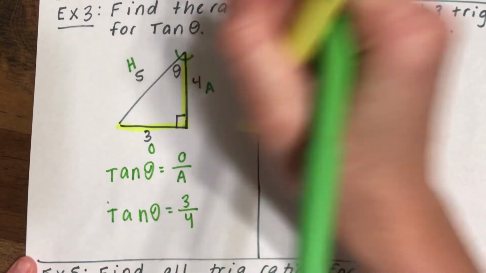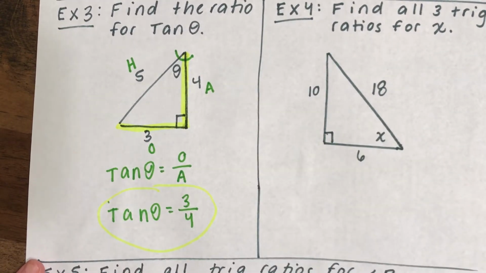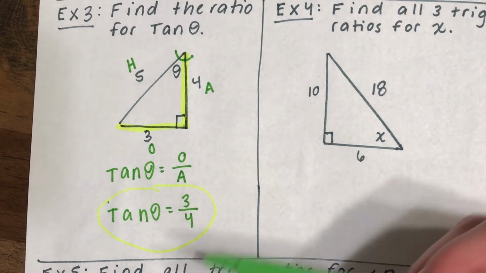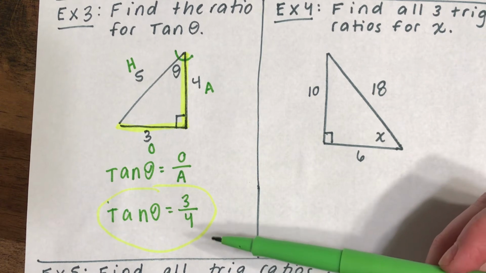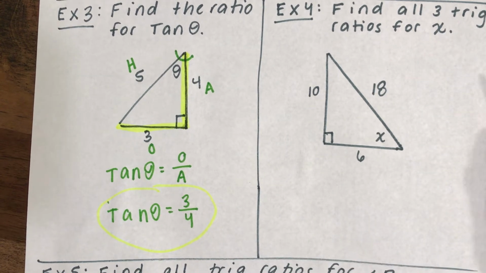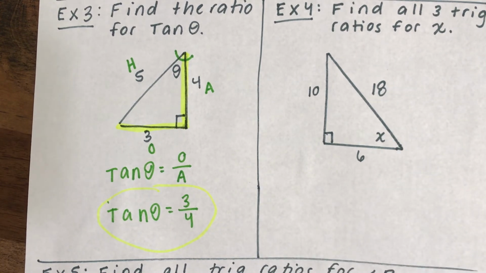Tangent's never going to use the hypotenuse. So the ratio for that angle is going to be 3/4, 0.75. Okay? For the IXL practice, it asks you to either write it as a decimal or a fraction. So this would be perfectly fine to write 3 divided by 4.